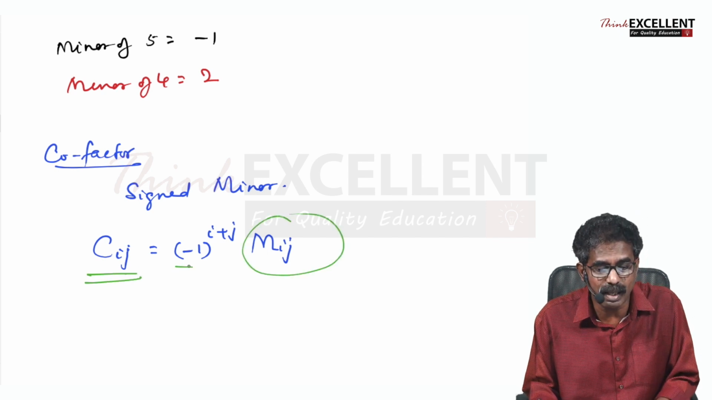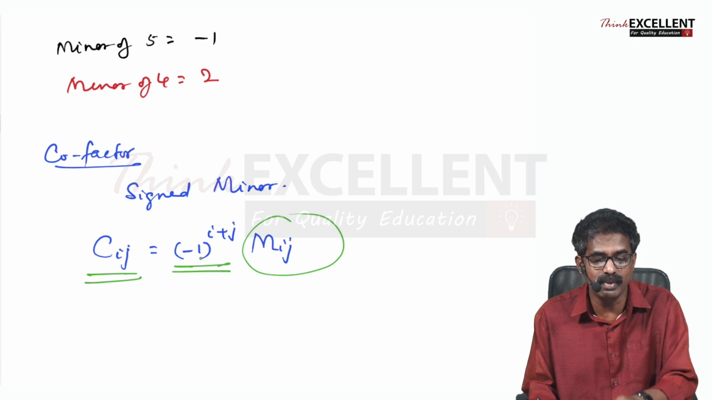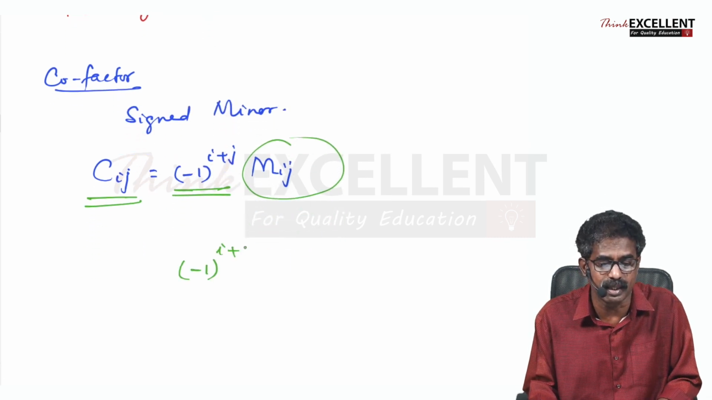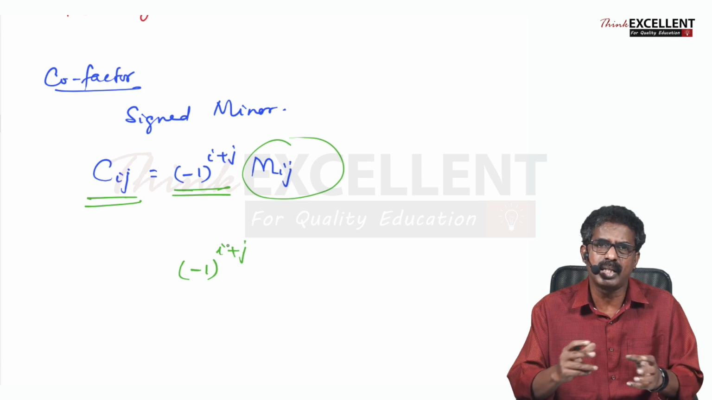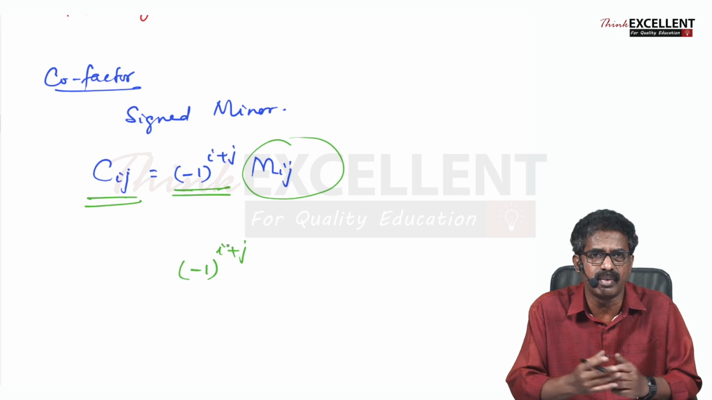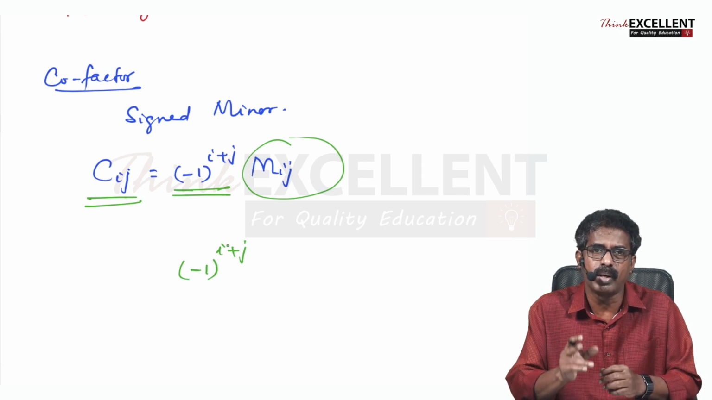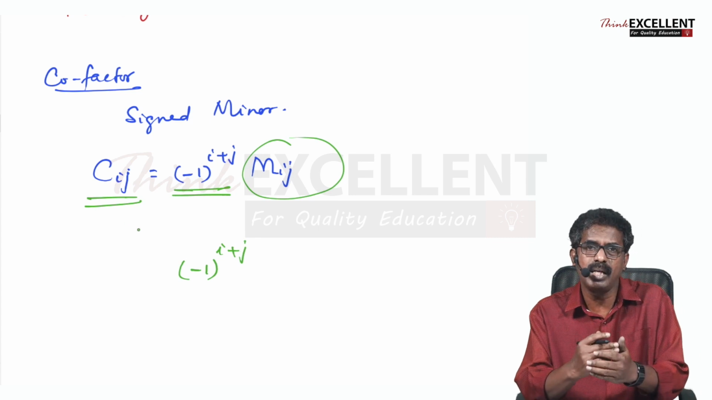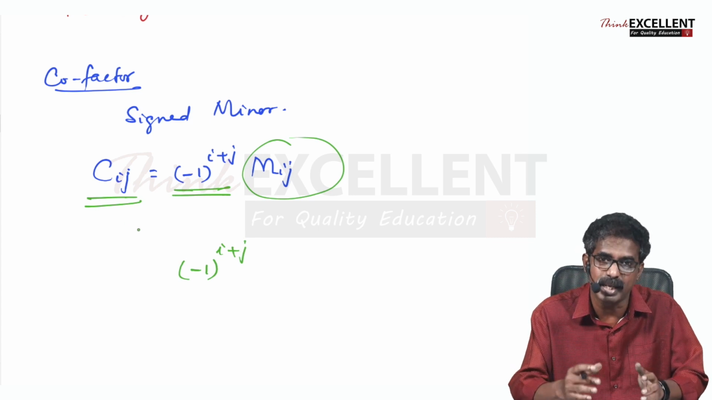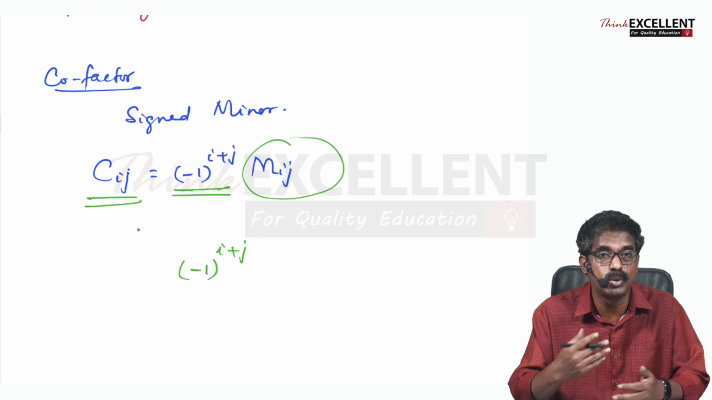But before that, something we are writing. What we are writing? Minus 1 raised to I plus j. What is this minus 1 raised to I plus j? It is not going to be 20, 30, 45 and all. It is going to give either plus 1 or minus 1, because minus 1 raised to something. What is minus 1 raised to 1? It is minus 1. Minus 1 raised to 2?